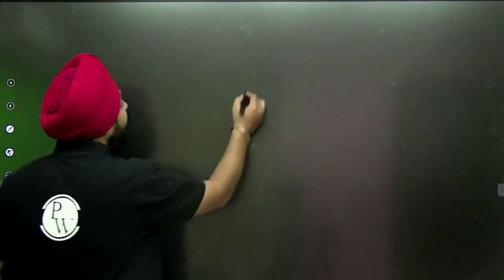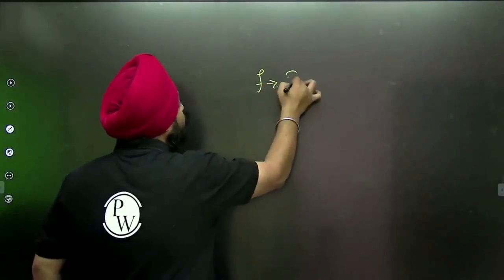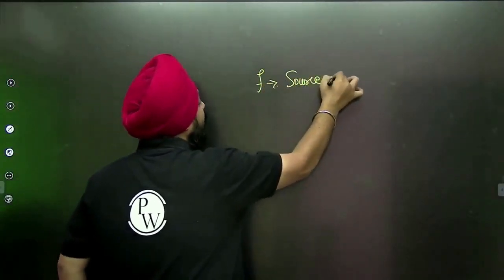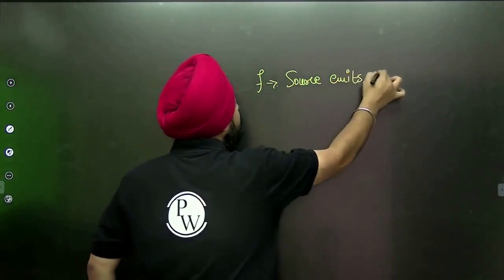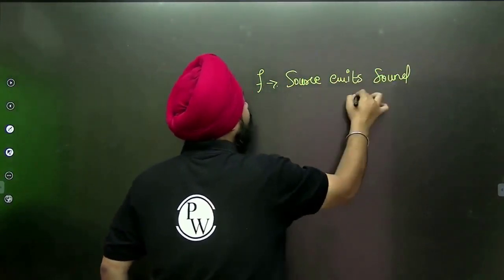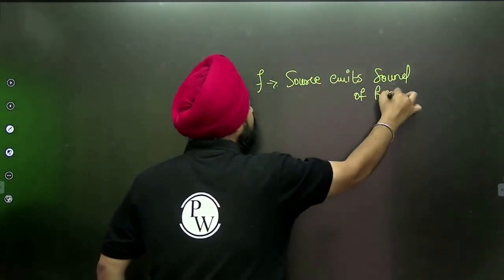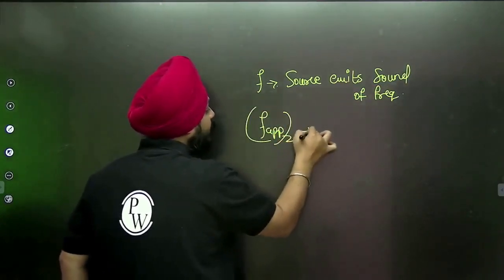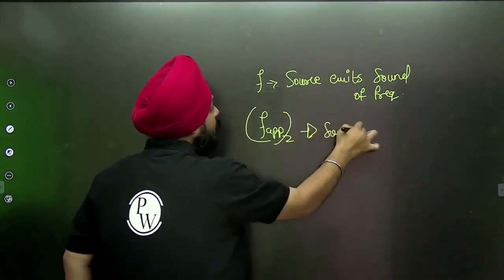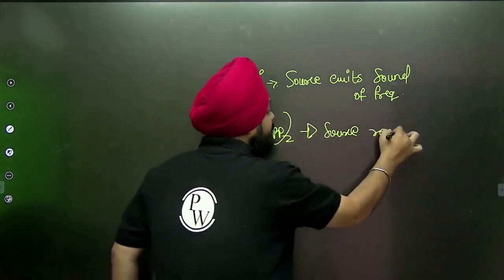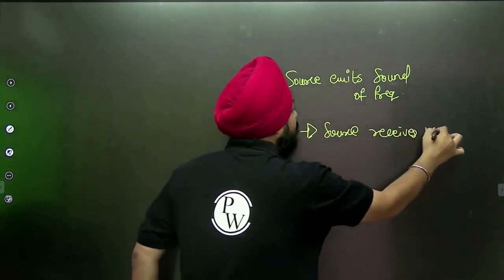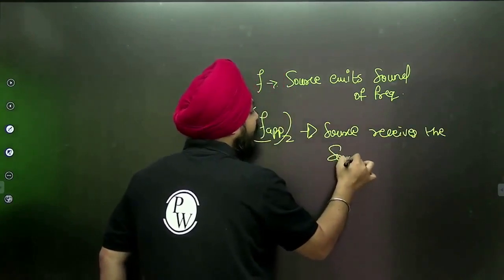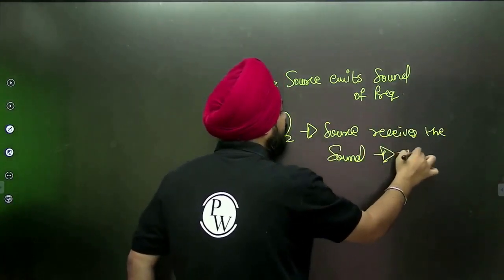In this case, the beat frequency is: the source emits sound of frequency F, and the source receives the sound of frequency F apparent 2 after it gets reflected.